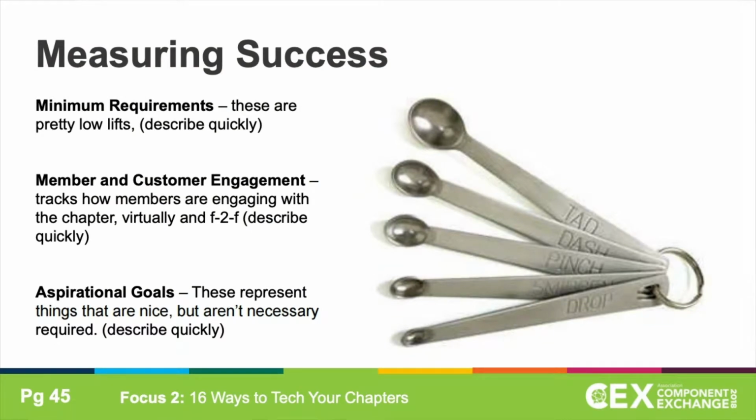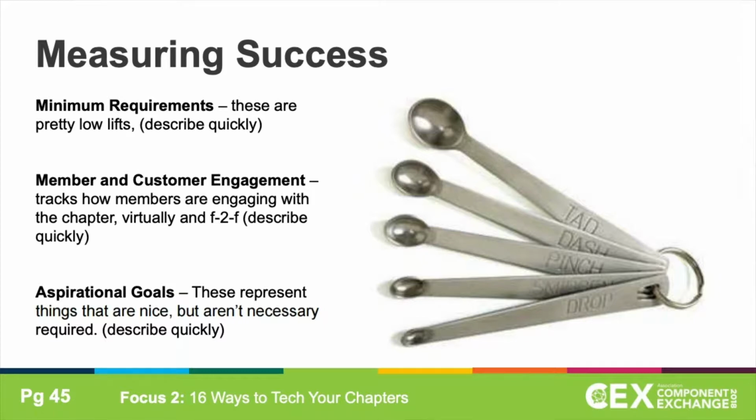So the 3 areas that we focused on were the minimum requirements. Chapters have to conduct X number of programs. We also measure what we call member and customer engagement. That tracks how are the members engaging with the chapter, face-to-face, virtual, in all areas. And then we have aspirational goals.